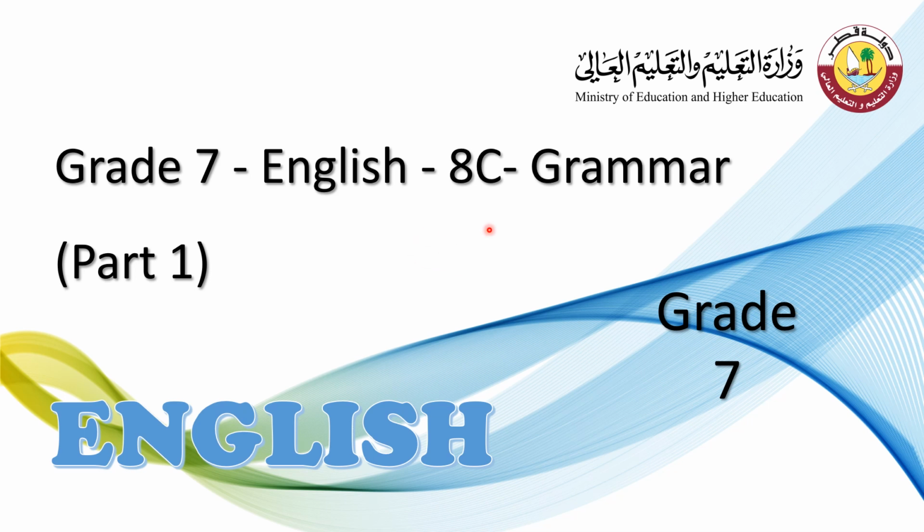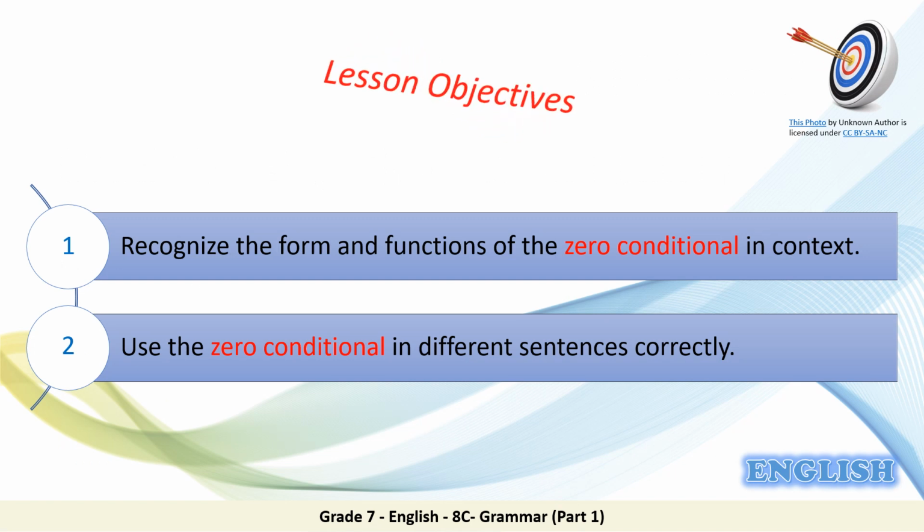Our lesson today is 8C Grammar Part 1. Today we have two objectives. 1. Recognize the form and functions of the zero conditional in context. 2. Use the zero conditional in different sentences correctly.